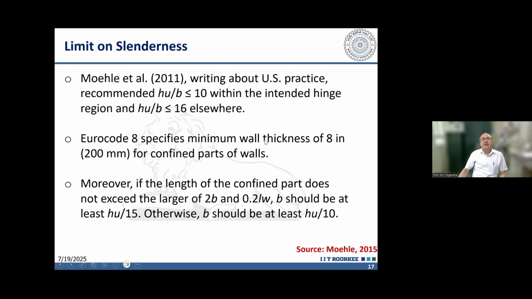Eurocode 8 says that the minimum thickness has to be 8 inches, 200 millimeter. And it is also checked that if the length of confined portion does not exceed 2B, then B should be HU by 15, and if it is 0.2 LW, then it should be HU by 10.